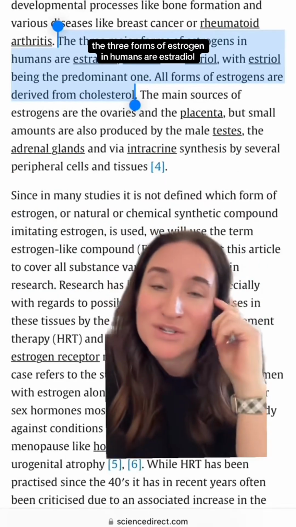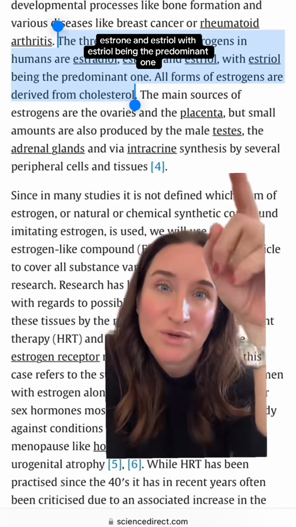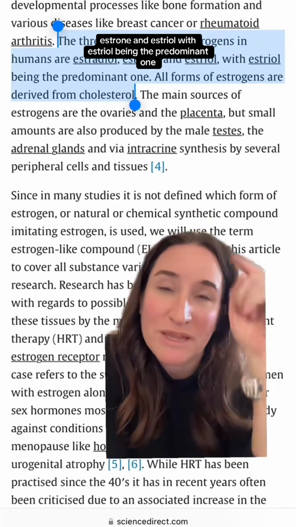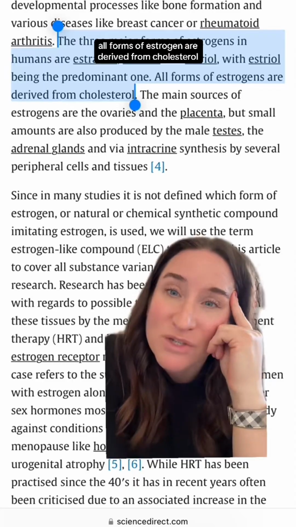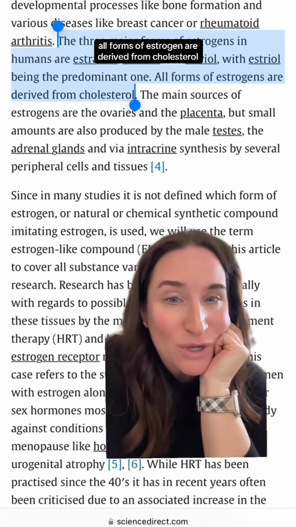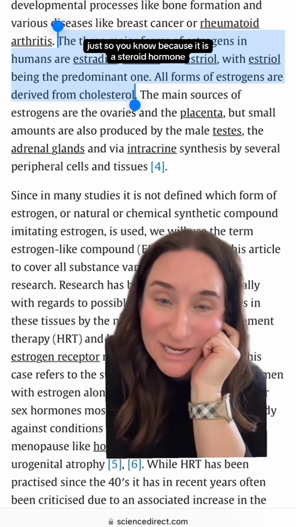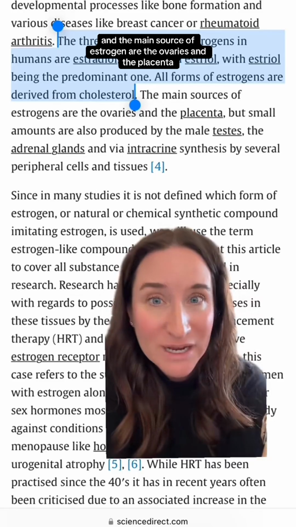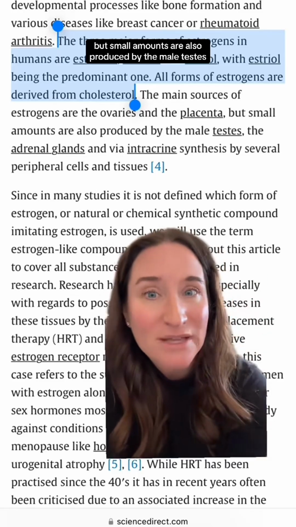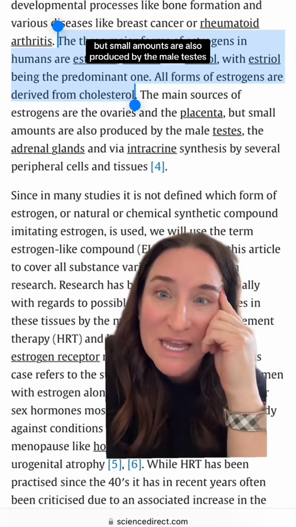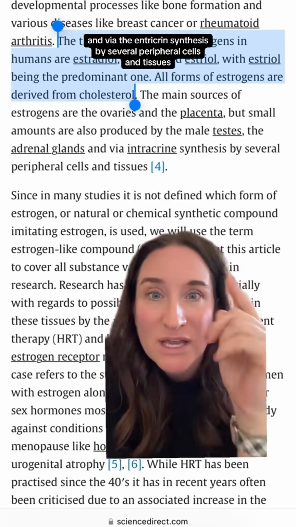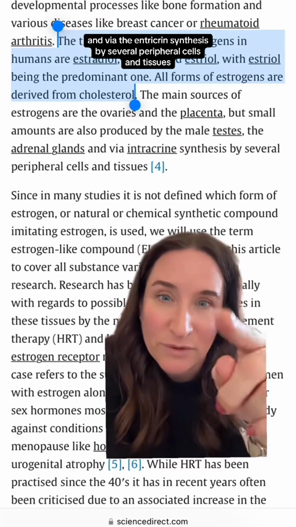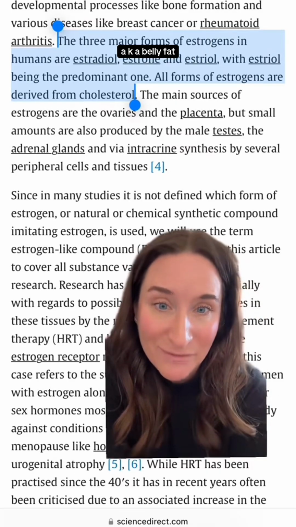The three forms of estrogen in humans are estradiol, estrone, and estriol, with estriol being the predominant one. All forms of estrogen are derived from cholesterol, just so you know, because it is a steroid hormone. And the main source of estrogen are the ovaries and the placenta, but small amounts are also produced by the male testes, the adrenal glands, and via the endocrine synthesis by several peripheral cells and tissues, aka belly fat.